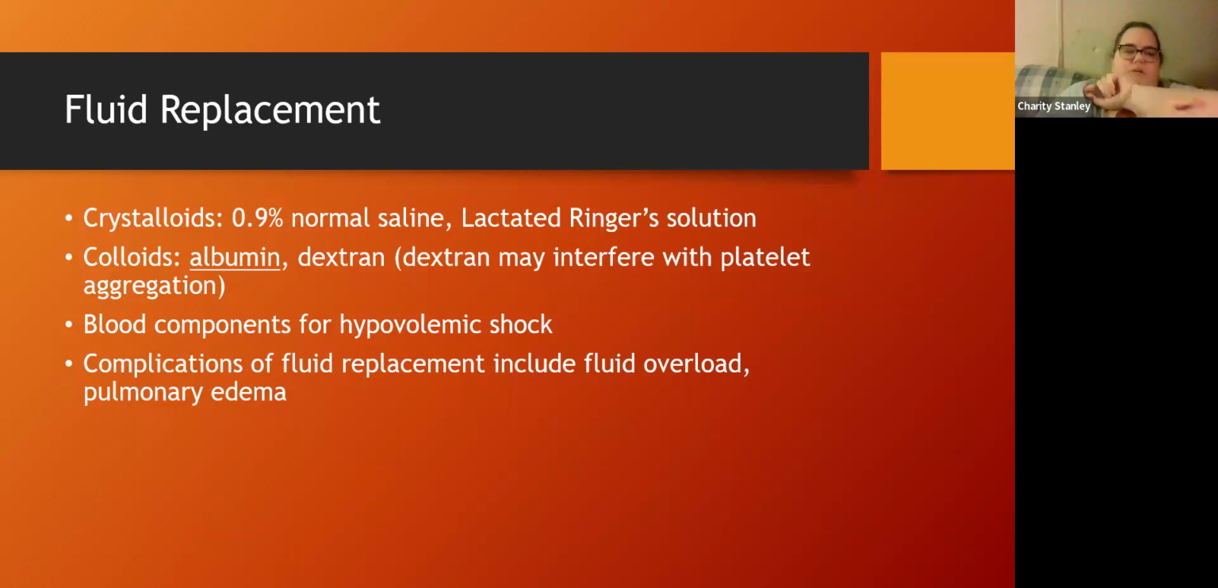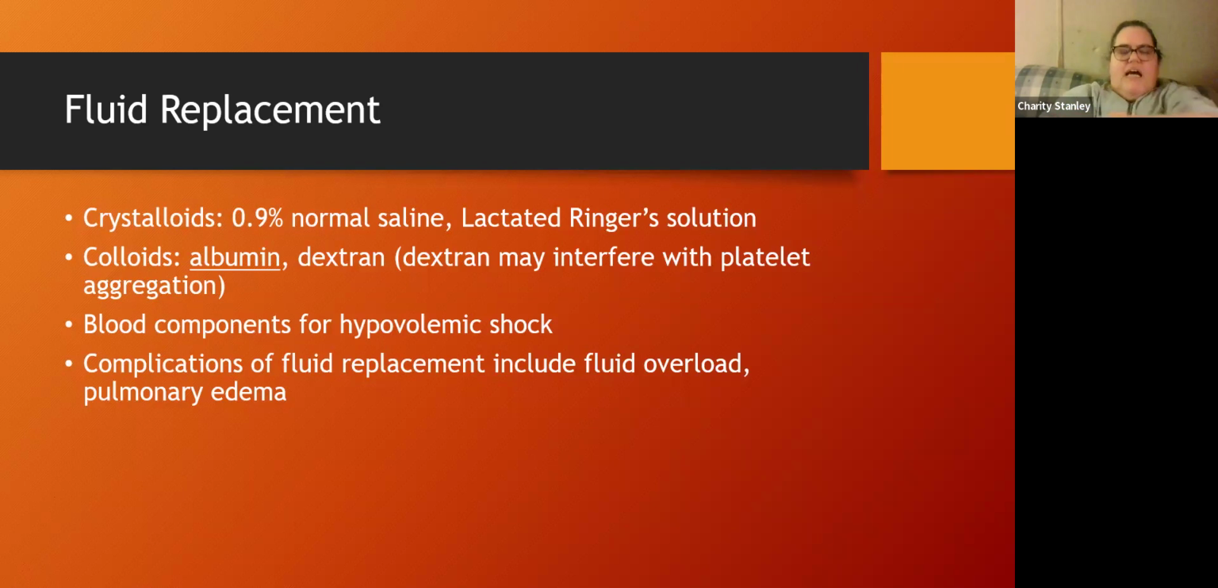So fluid replacement, we're going to want to replace with colloids. That would be normal saline, or I'm sorry, replace with crystalloids. Erase that. Crystalloids. So remember, sodium chloride is a crystal, okay? So that is a crystalloid. Lactated Ringer's is also a crystalloid, but it pulls fluid, kind of like albumin does, back into the bloodstream. But it is the only crystalloid that does that.